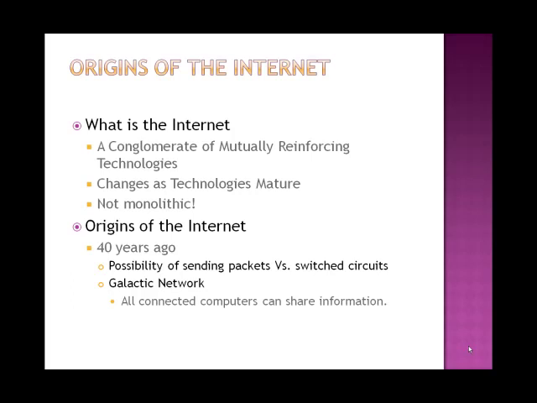In the 1960s, scientists at MIT were thinking about the possibility of packet switching, and started talking about a galactic network, a huge network of connected computers, where any computer connected to this system could access and share the information from any other computer connected to this galactic network.